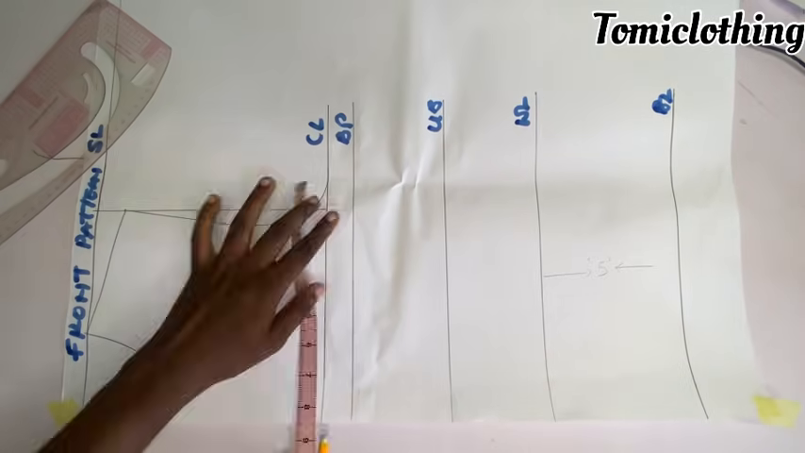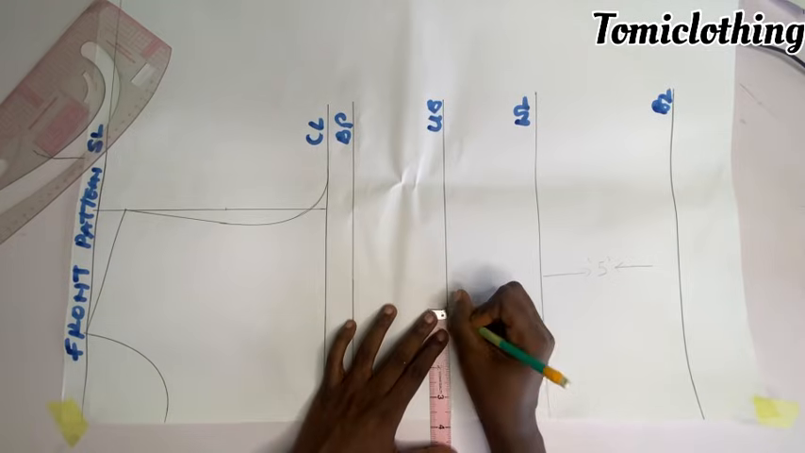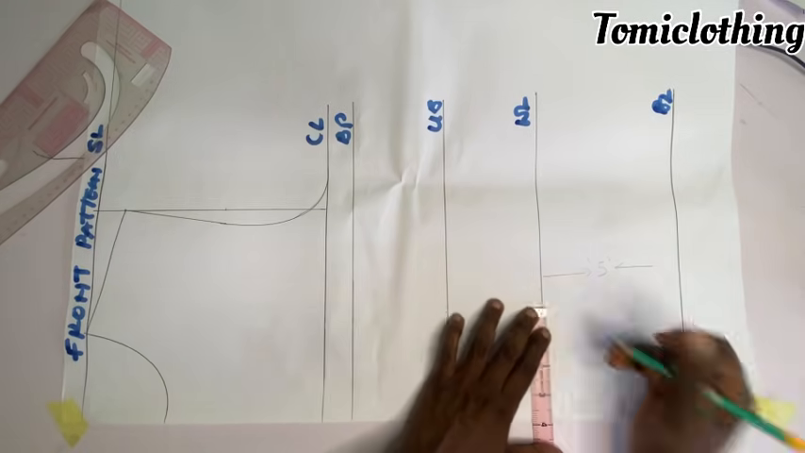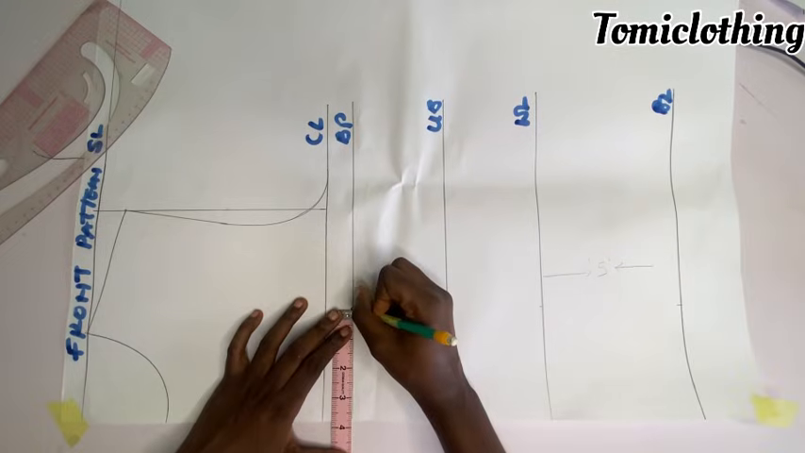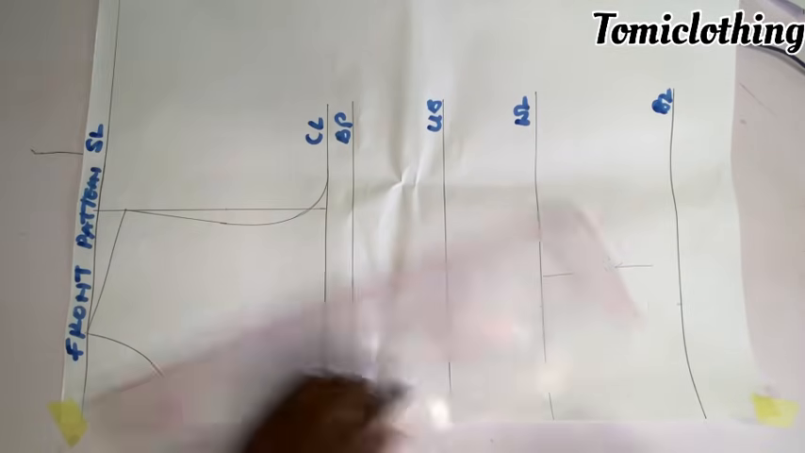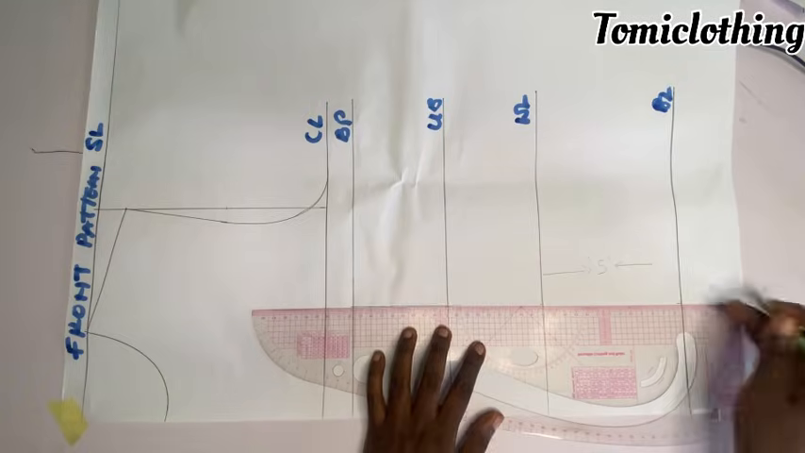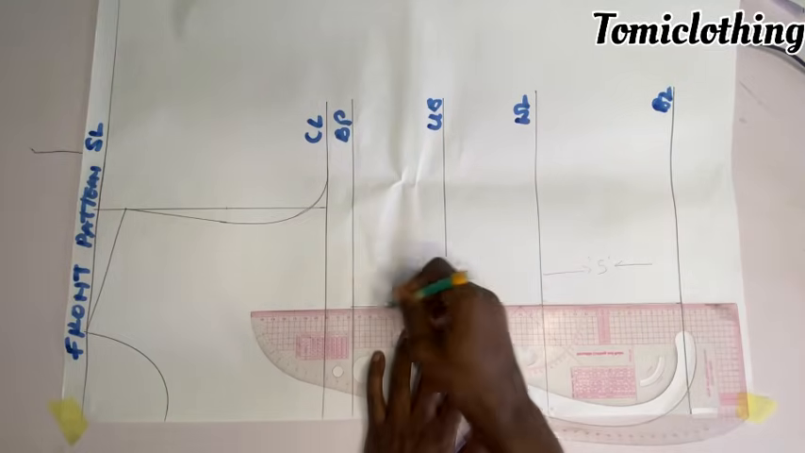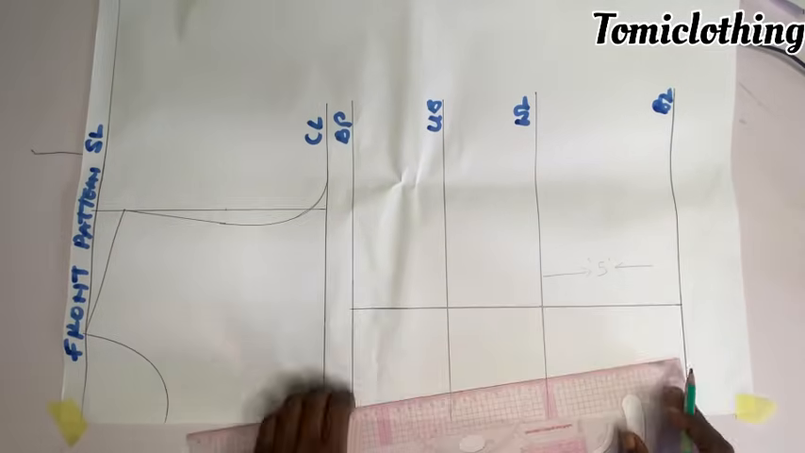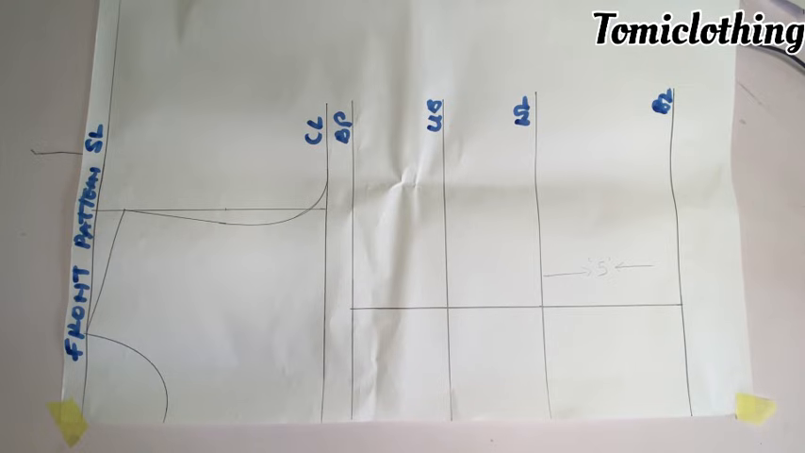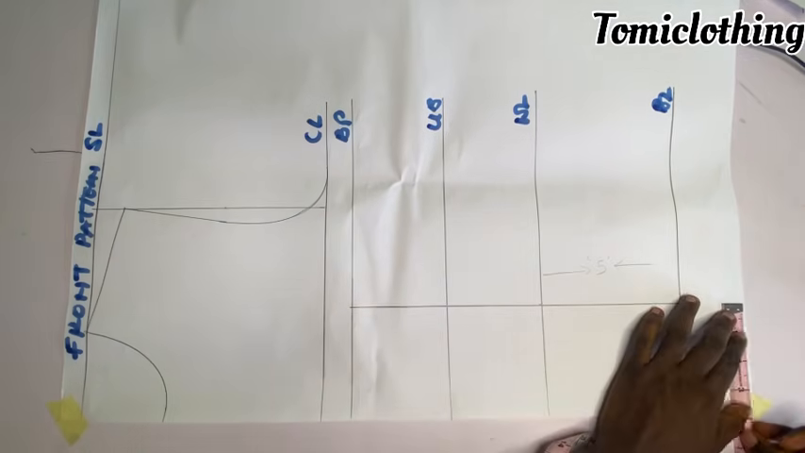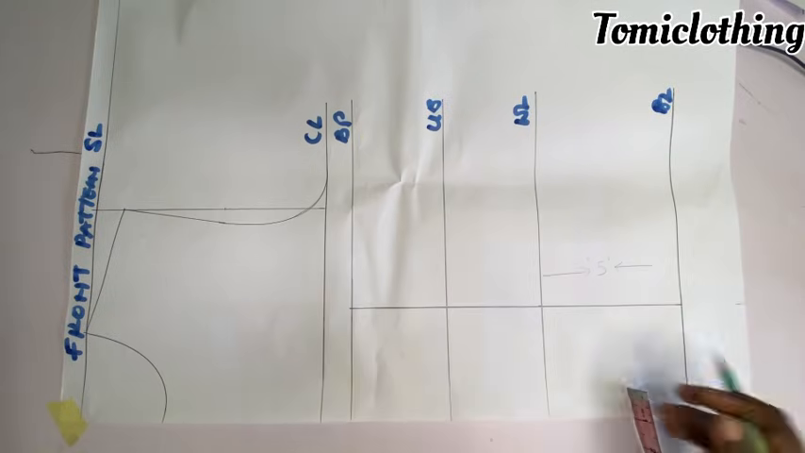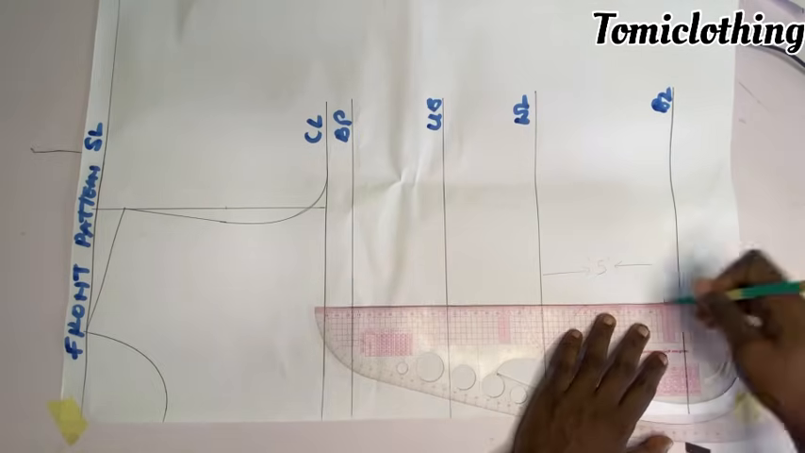Now I'm going to be marking the nipple to nipple measurement. Your nipple to nipple measurement divided by 2. So you mark it across like this. Then you go ahead and roll a straight line, just as you can see. I'm just going to go ahead and extend it to the end of the pattern paper. That means I'm using the total length of the pattern paper. So I'm just going to extend it like this.